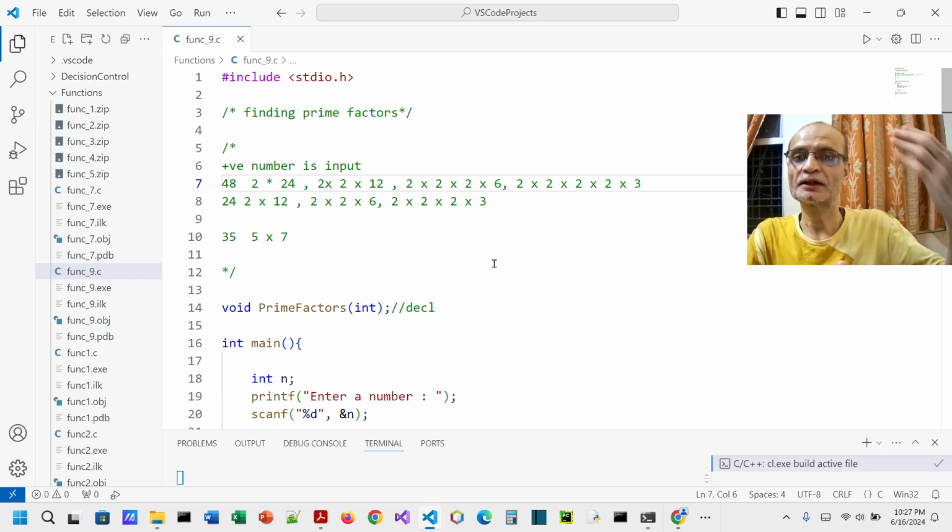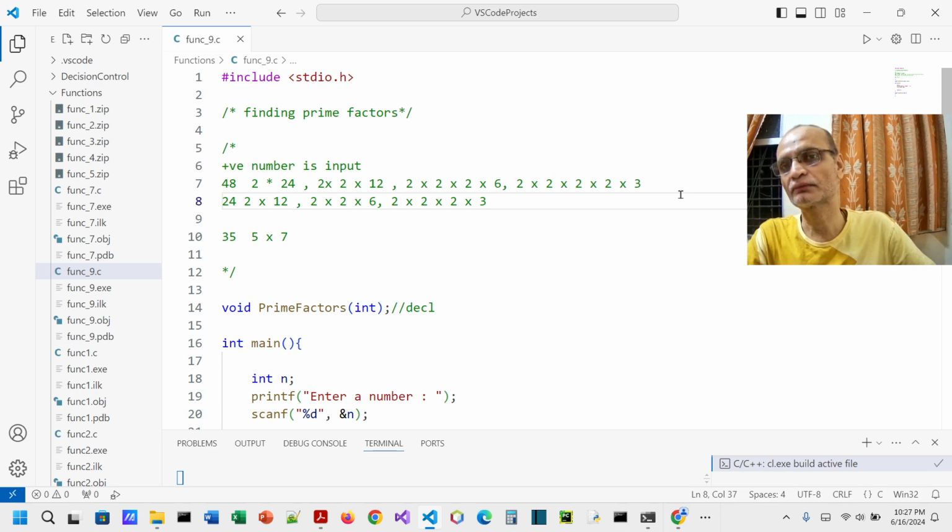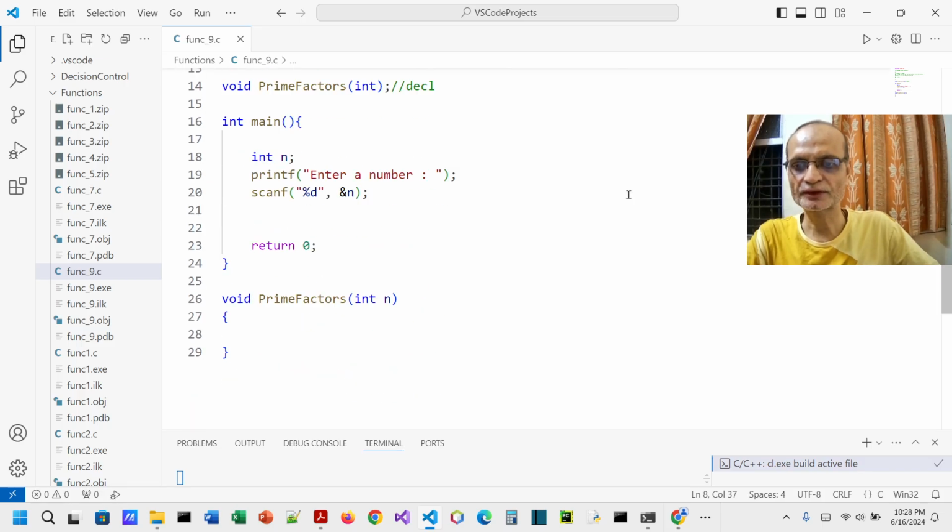Then 24, once again you divide it with 2, so you get 12. That means you continue this as long as you don't get 1. So that's the important point. At each stage the number gets divided as long as it is a successful division. So that's the overall thinking. Let's now try to write this program.